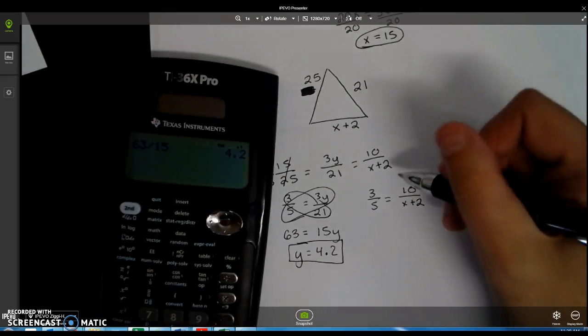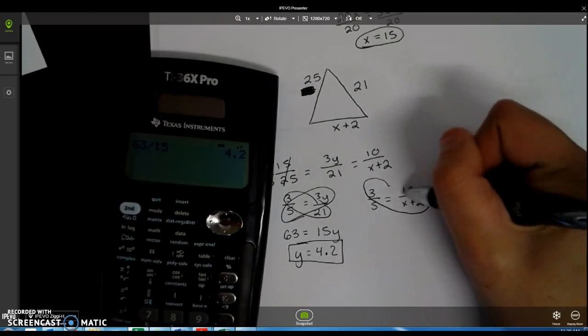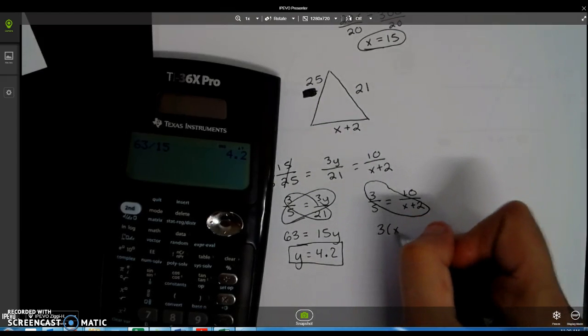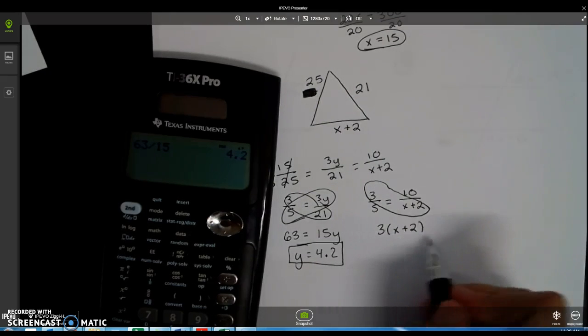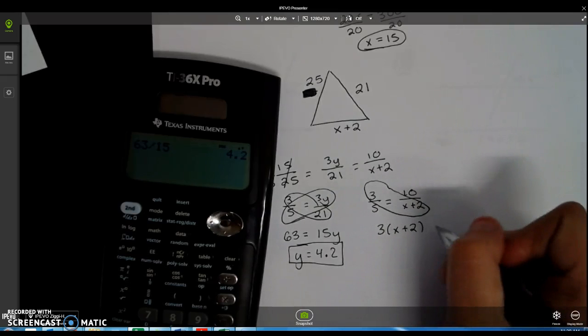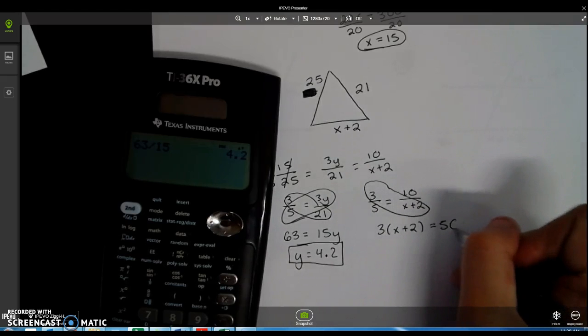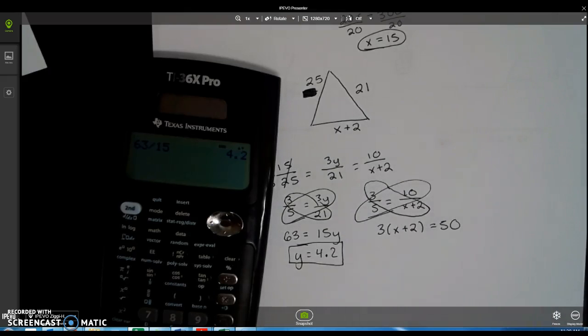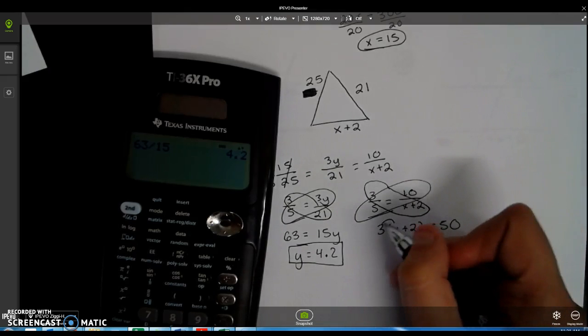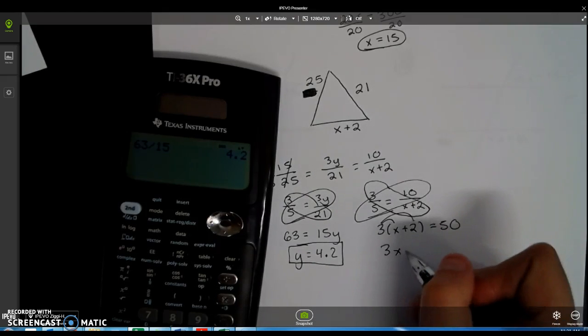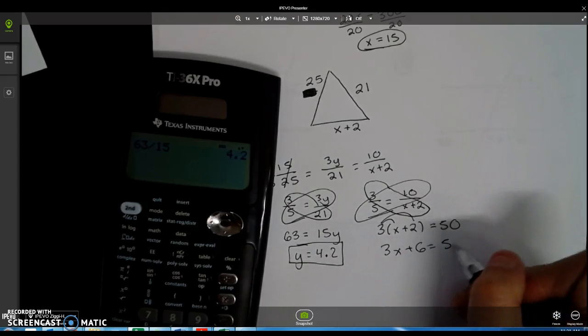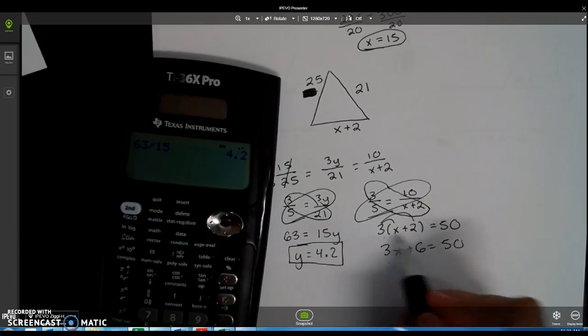Okay. Do the same thing on this side. 3 times x plus 2. And I always write it out this way, guys. I always want you to do that because it can figure out where you made a mistake. 5 times 10 is 50. Distribute. 3 times x is 3x. 3 times 2 is 6.